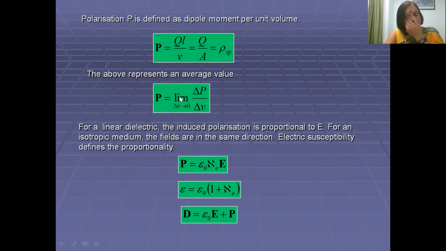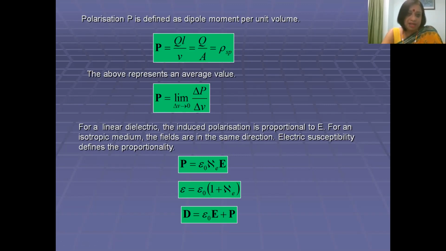So remember, we are interested in defining every quantity as a point function. We've done that for D, done that for E, done that for rho. Similarly, P can be written as the limit of delta P over delta V, the total polarization within a unit volume in the limit that the volume tends to zero. So the total polarization moment in an infinitesimal volume gives you the polarization at that point.